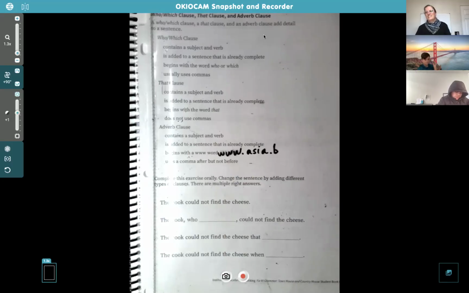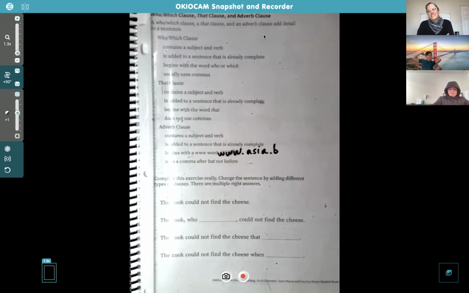Okay. Do you have one, Mateo? The cook could not find the cheese that. Yeah, I was thinking the cook could not find the cheese that belonged to his brother. Oh, perfect. I like that. Belonged to his brother. All right, let's look at the last one. The cook could not find the cheese when. This is a WWW ASIA word. When blank. Okay, Mateo, what's your idea? The cook could not find the cheese when the mice ate it.